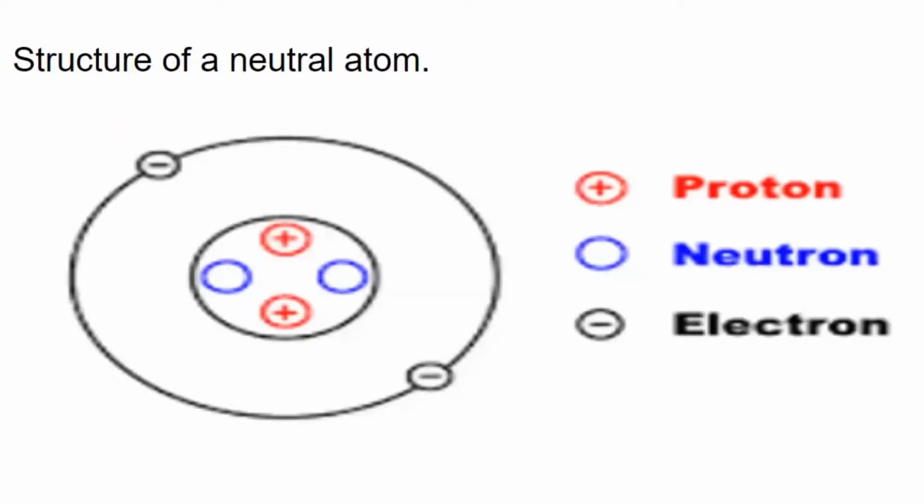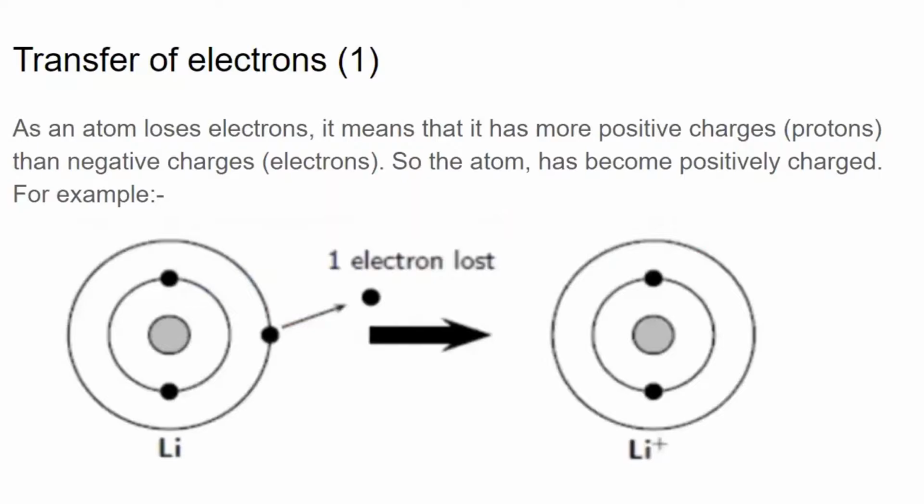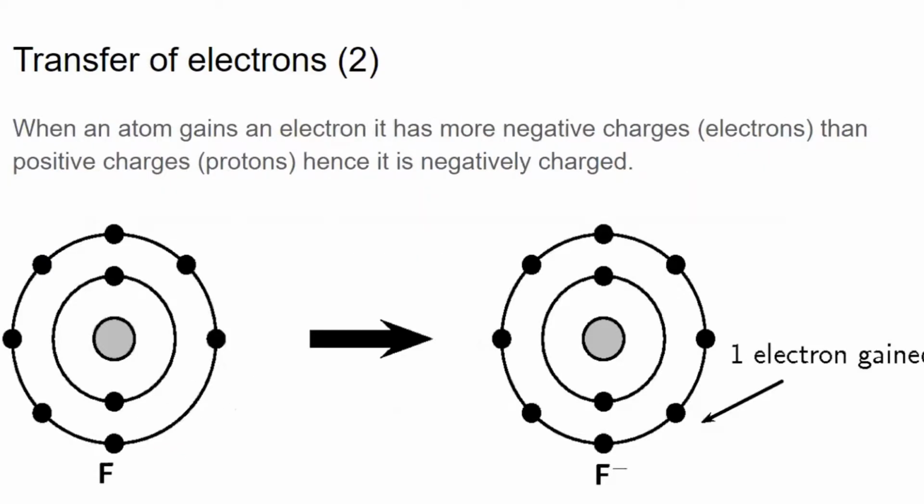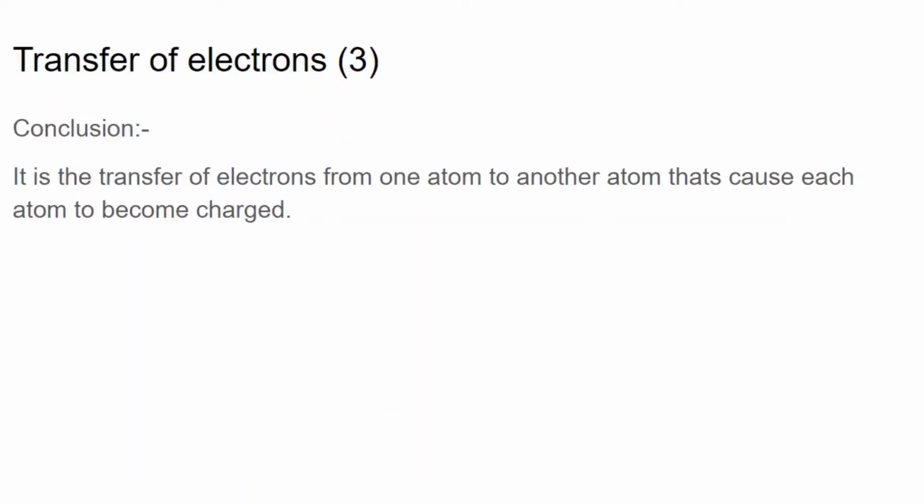The structure of a neutral atom is that it has the same number of protons and electrons, with neutrons as well. The positive charges of the protons cancel out the negative charges of the electrons, and the neutrons are neutral, so in its entirety, the atom is neutral. When an atom loses electrons, it has more protons than electrons, meaning that the atom has become positively charged. While when an atom gains electrons, it has more electrons than protons, hence it has become negatively charged. So we can reach the conclusion that it's the transfer of electrons from one atom to another that causes each atom to become charged.